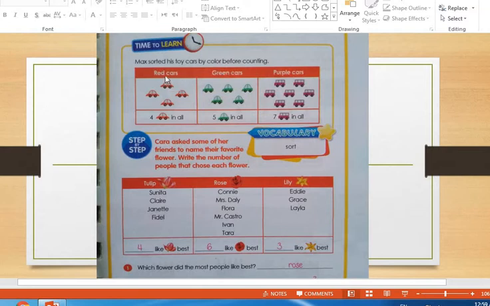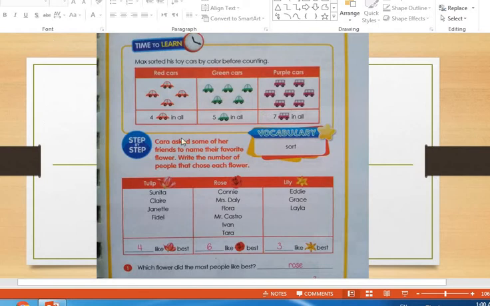How many red cars does Max have? 1, 2, 3, 4. So 4 red cars in all. How many green cars does Max have? 1, 2, 3, 4, and 5. So 5 in all. How many purple cars does Max have? 1, 2, 3, 4, 5, 6, and 7. So he has 7 purple cars in all.